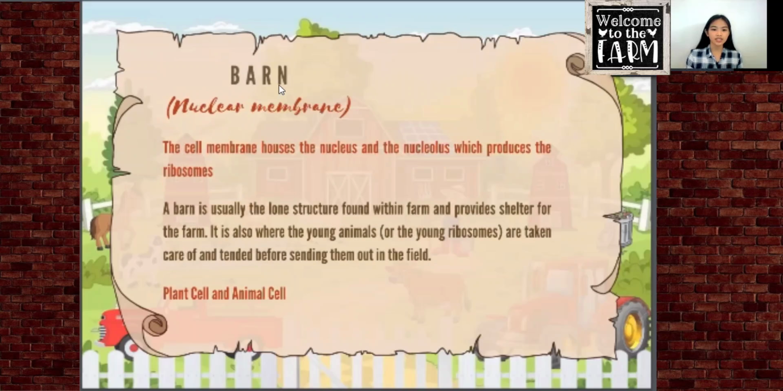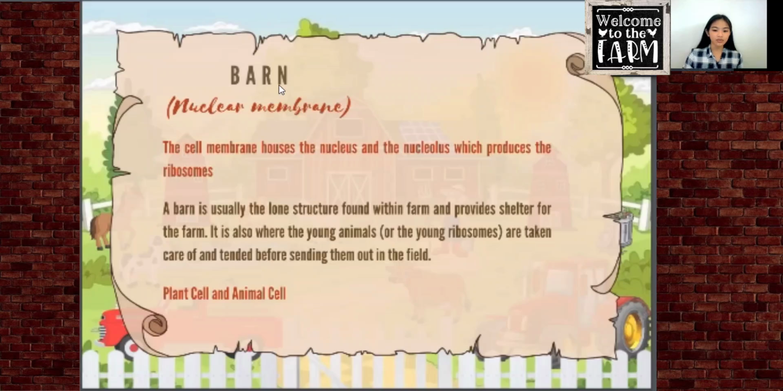The next one is the barn, which represents the nuclear membrane. A barn is usually the lone structure found within a farm. Just like the cell's nuclear membrane, the barn is most commonly found centrally placed in the farm. Just as the nuclear membrane houses the nucleus and the nucleolus, which produces the ribosomes.